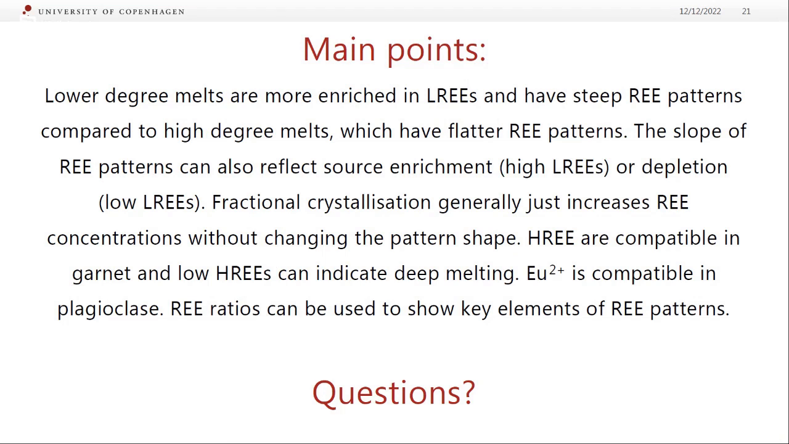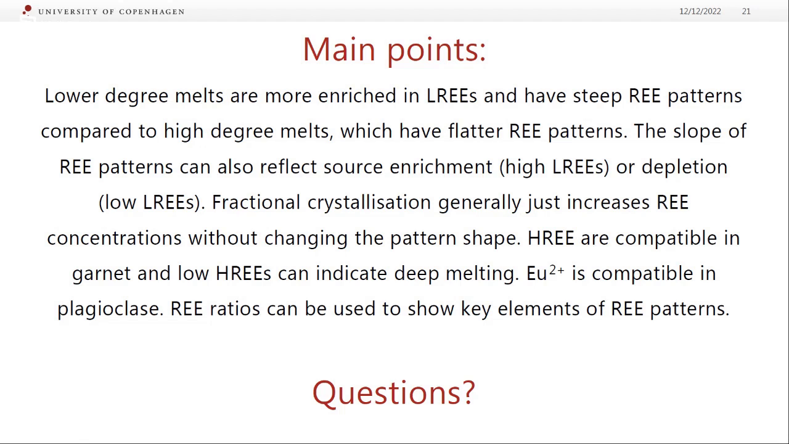All right. So lower degree melts are more enriched in light rare earths, and they have steep rare earth element patterns compared to high degree melts. High degree melts have flatter rare earth element patterns. The slope of a rare earth element pattern can also reflect re-enrichment in the source if the light rare earths are high, or depletion if the light rare earths are low. Fractional crystallization generally just increases the rare earth element concentrations without changing the shape of the pattern very much.